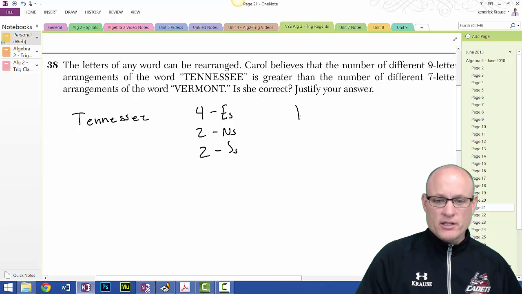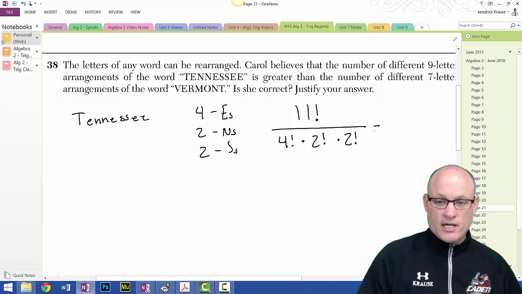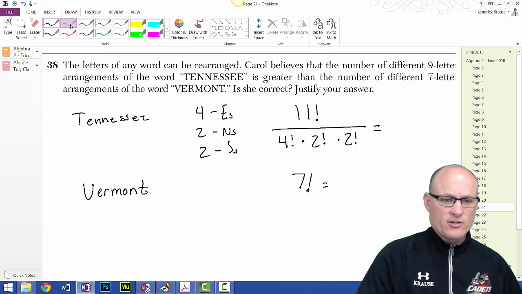So normally, all the different permutations of those letters would be 11 factorial, but since we have repeaters, we have to divide by those repeaters. 4 factorial times 2 factorial, yes it is times 2 factorial. And we'll go get that value in a second. And then I look at Vermont, and I realize, oh, Vermont has no repeating letters. And since Vermont has no repeating letters, it is simply just 7 factorial. So let's go get these answers.